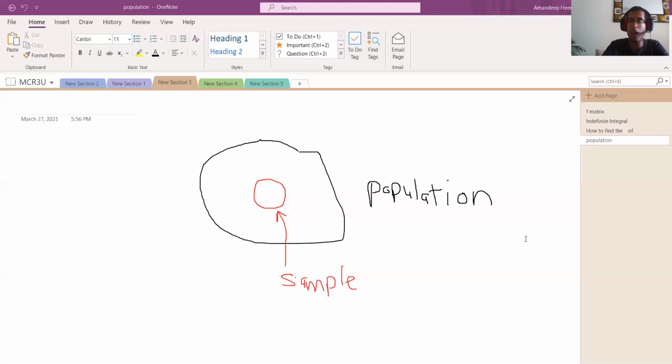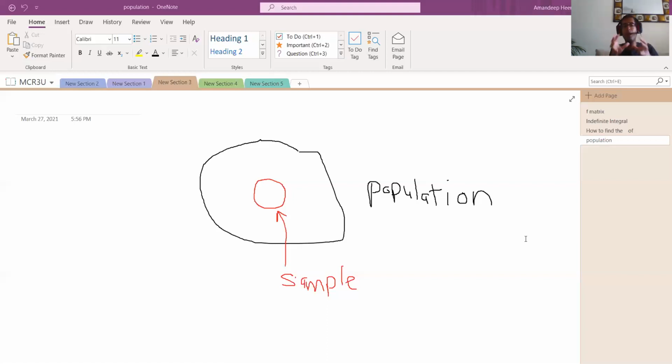You don't ask all the Canadians, you ask some Canadians. And that is what a sample is. A sample is just some of the Canadians. So a sample, in technical terms, is just a portion of the population.